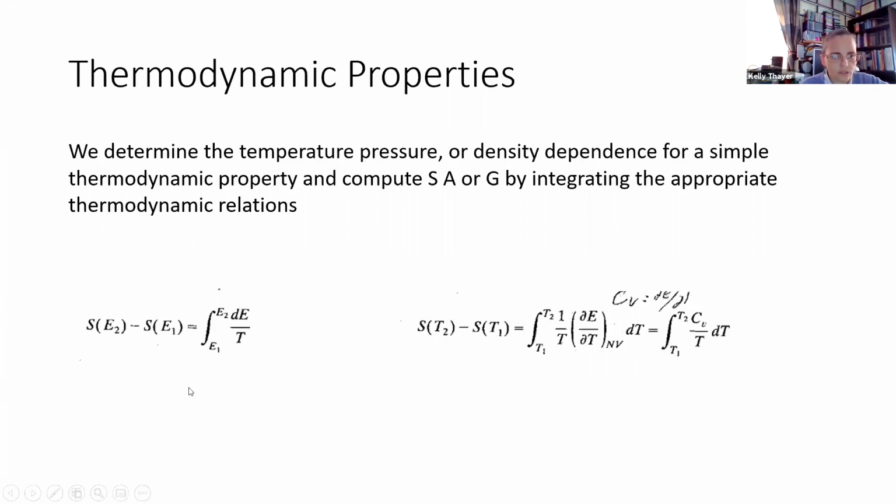So this is just the definition of how we would do this, right? We would do the difference in entropy at two energies, and this is going to be the integration, and we can also do the difference in the temperatures, right? It's going to be equal to these thermodynamic equations.